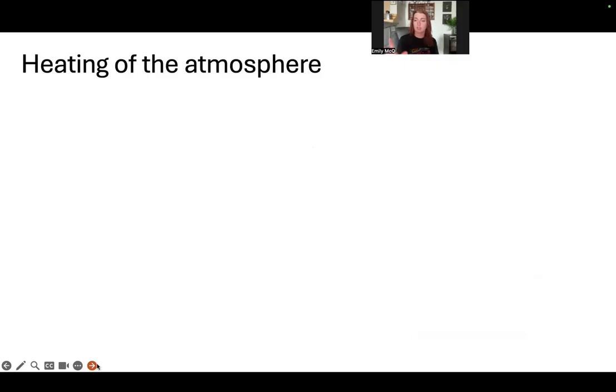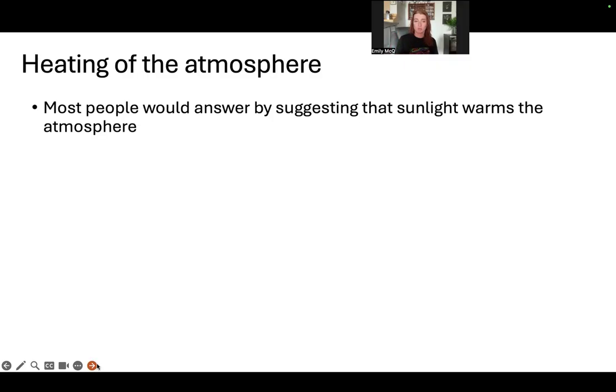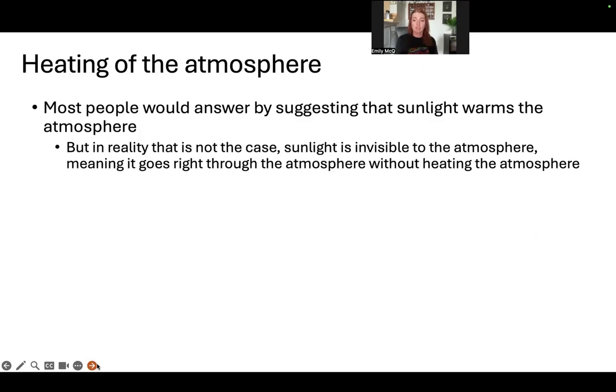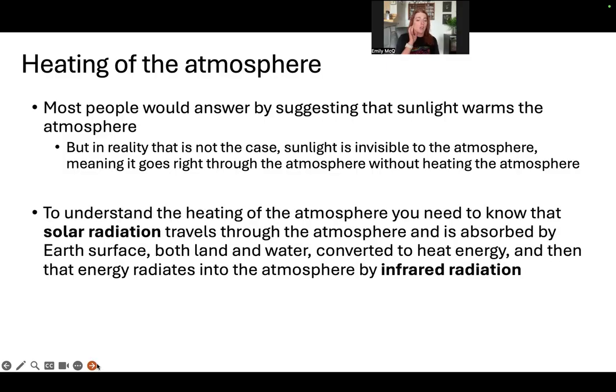The heating of the atmosphere isn't the sun coming into the Earth. Sunlight is invisible to the atmosphere, meaning that these solar radiation waves, the heat directly from the sun, just go straight through our atmosphere. It does not interact with our atmosphere at all. Solar radiation travels through the atmosphere. What happens is the Earth is like a sponge, and the Earth absorbs that solar radiation as it comes in. The solar radiation hits Earth's surface, and the Earth absorbs it. It's like, oh, hey, I'm going to be toasty now.